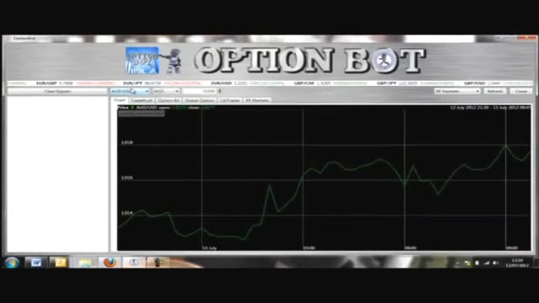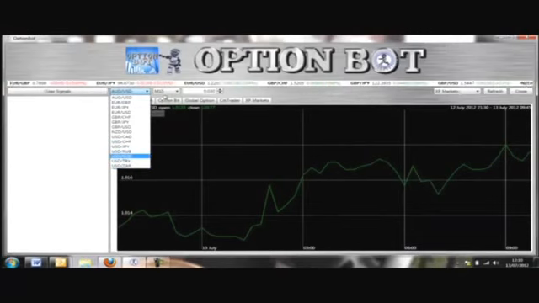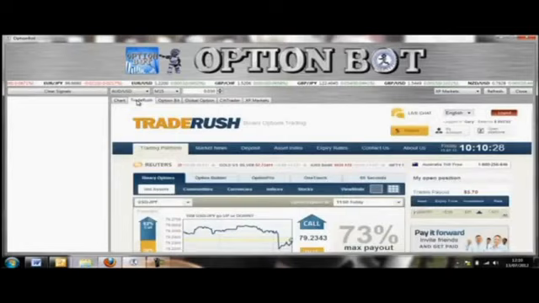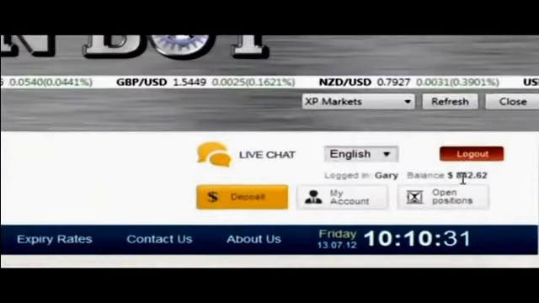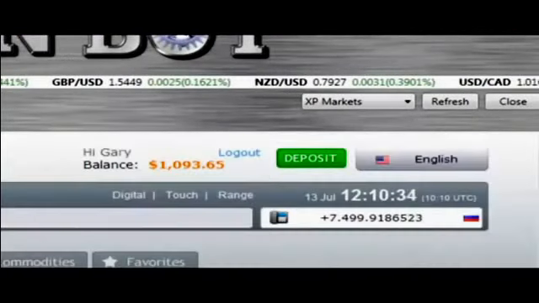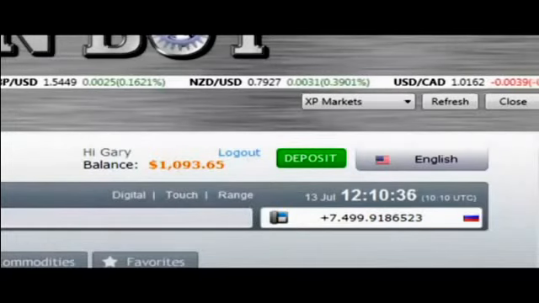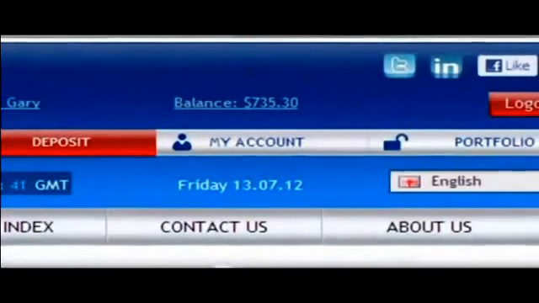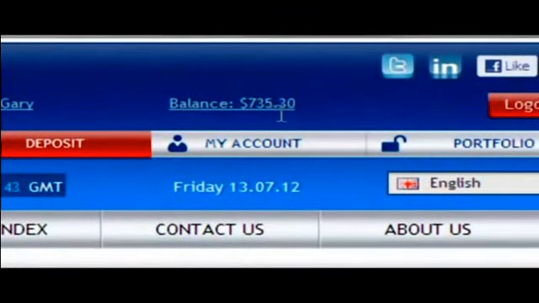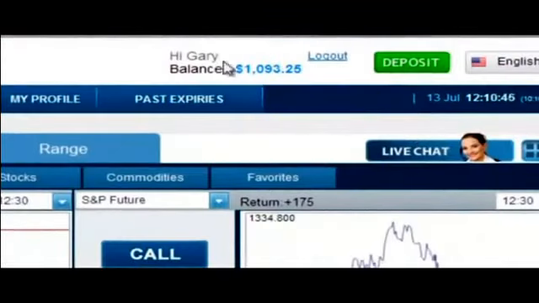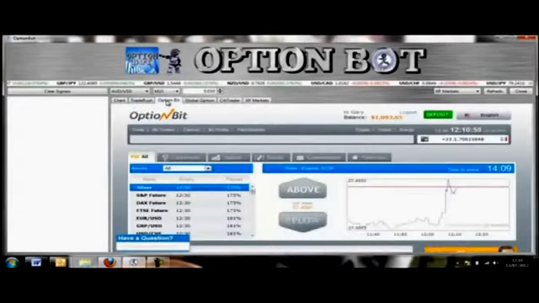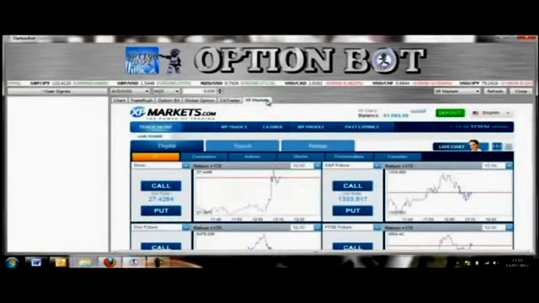This works by analyzing the pairs for upwards and downward movements over the last 15 minutes, and I have 5 platforms to trade on. As you can see, I have a balance of $842.62 with Trade Rush, a balance of $1,093.65 with OptionBit, a balance of $800 with Global Option, a balance of $735.30 with City Trader, and finally a balance of $1,093.25 with XP Markets. That's a total across all 5 platforms of $4,564.82 in my trading balance.